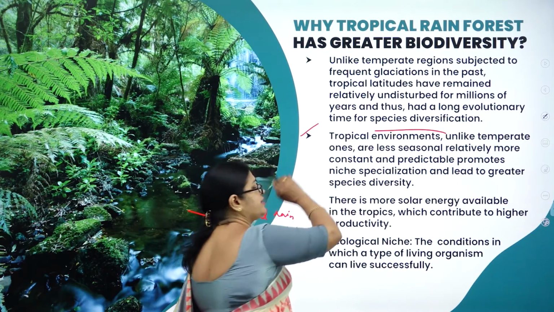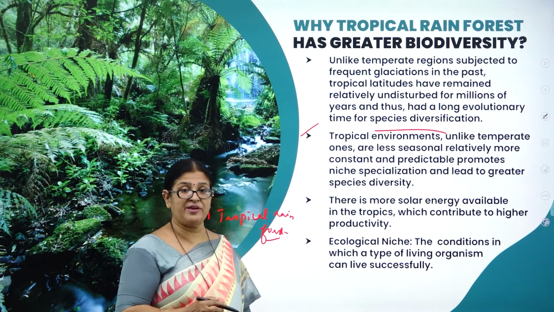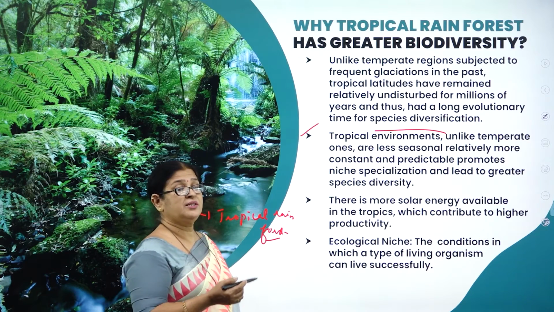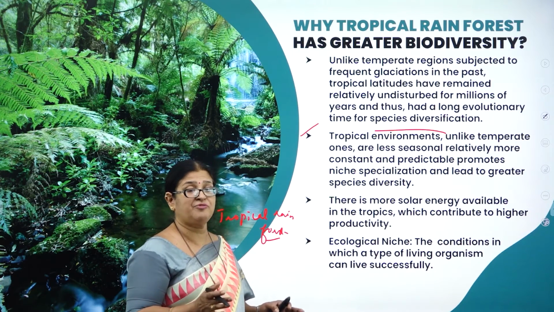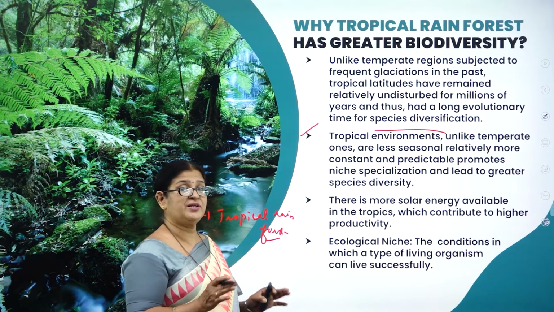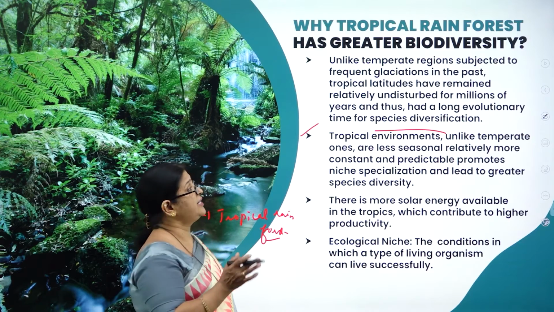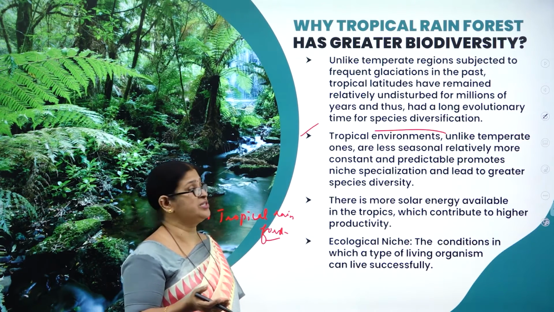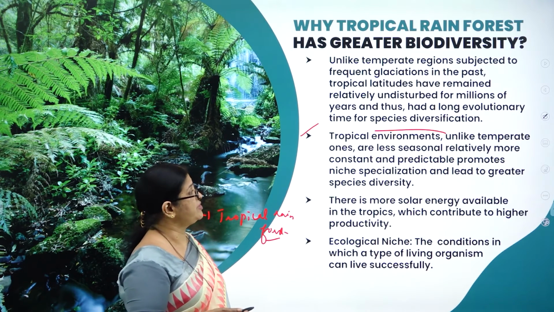This is a key reason why the tropical rainforest is rich in biodiversity when compared to the temperate region. Why? Because the tropical latitudes have remained undisturbed for many years, and that is also a reason that it is stable, and that has led to the evolution of different varieties of species, that is, to species diversification.